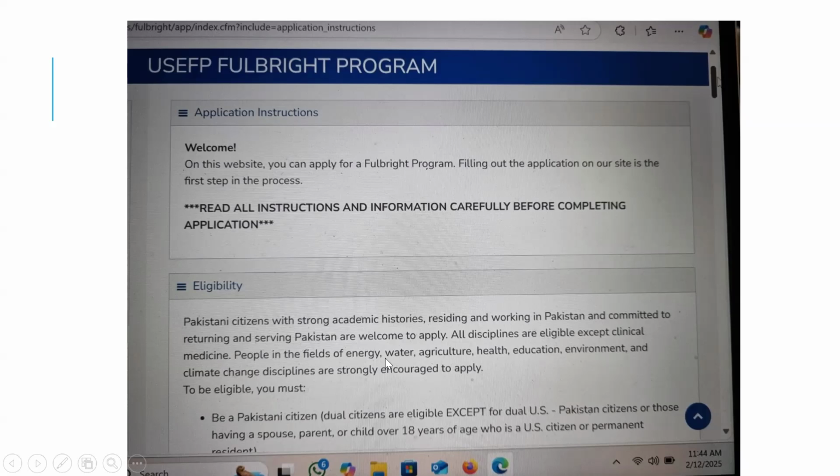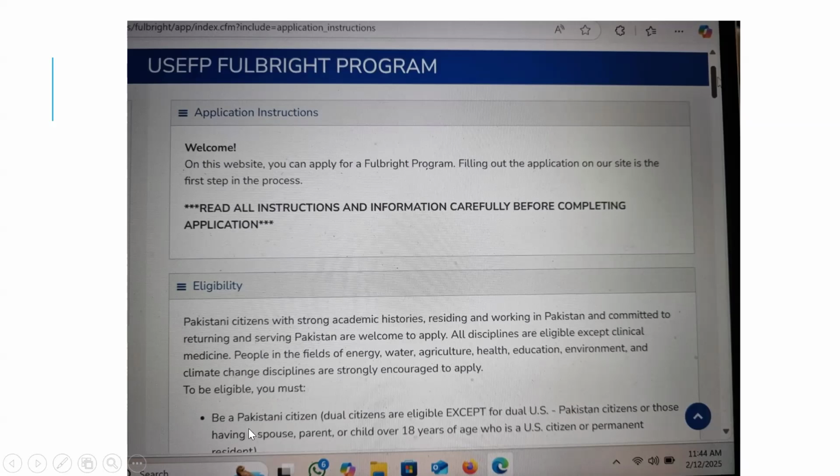People in the fields of energy, water, agriculture, health, education, environment, and climate change disciplines are strongly encouraged to apply. So, people who are related to these given fields will get some extra points when they apply, but it does not mean that those students who are not directly related to these fields can't apply. They can apply for sure as well, but these are the preference fields that they have given to you.